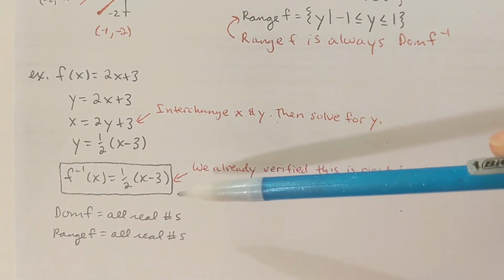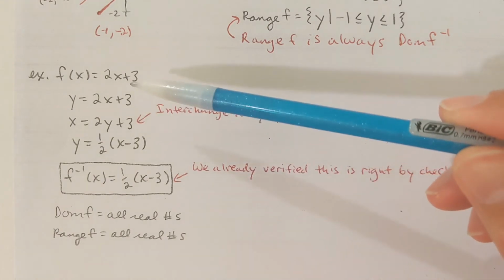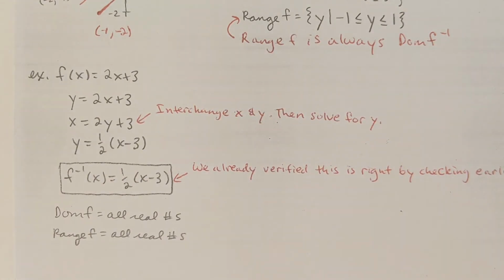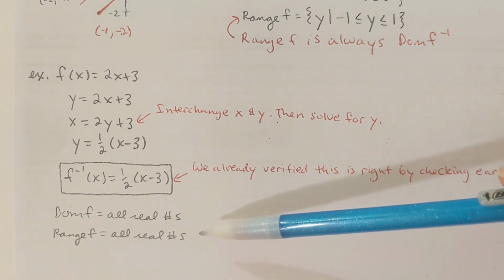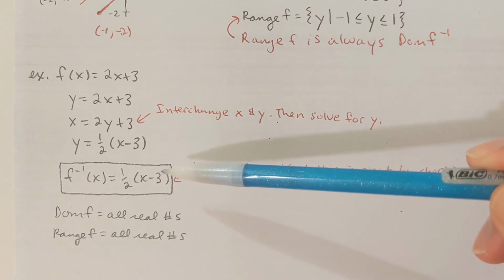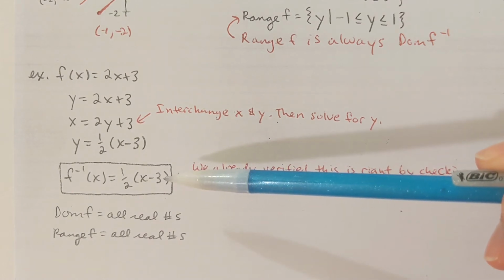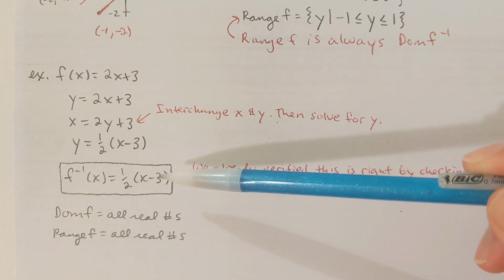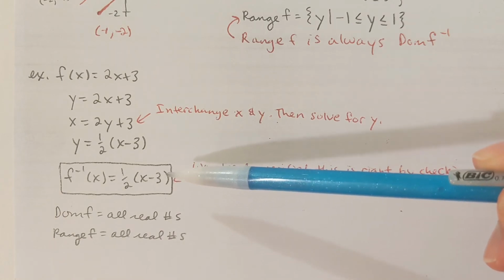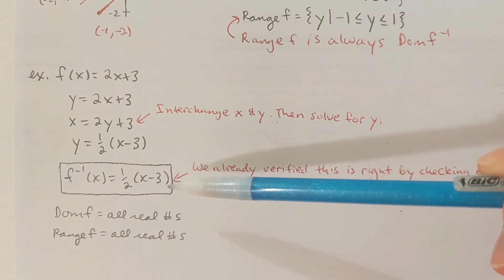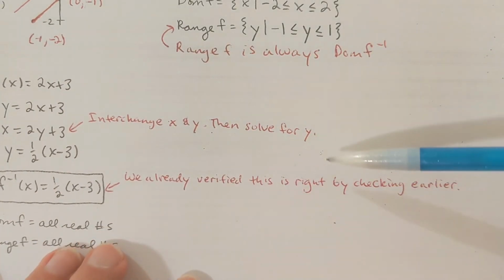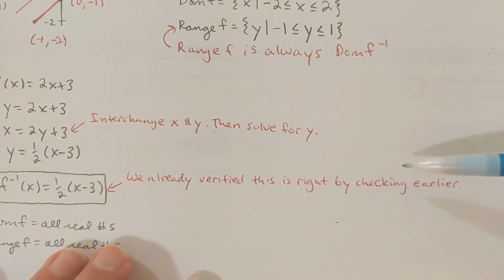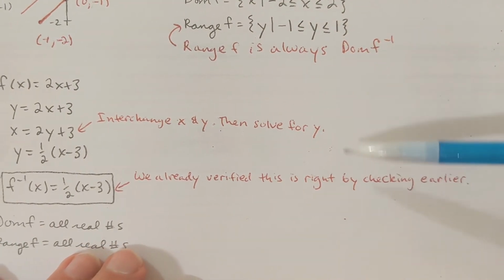Okay, the domain of f is all real numbers. F is a linear function. The domain is all real numbers. The range of f is the same as the domain of the inverse. The domain of the inverse is 1/2 x minus 3/2. That's another line. And so all real numbers. Okay, we've already verified this right by checking it earlier.